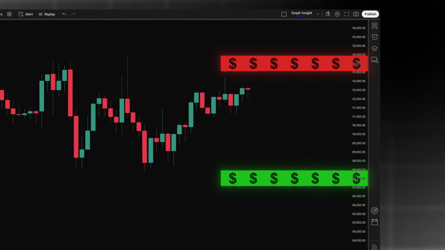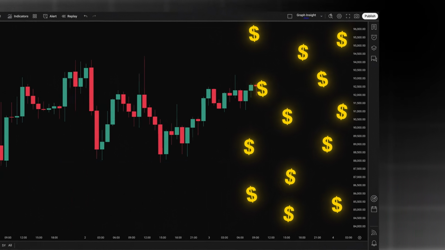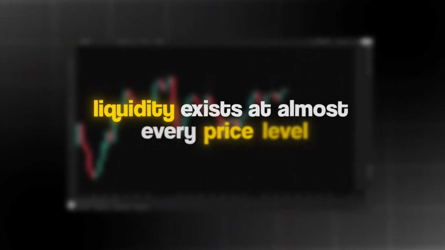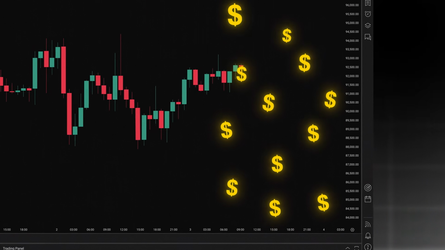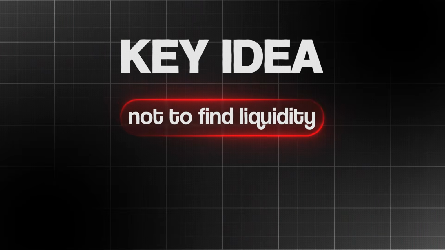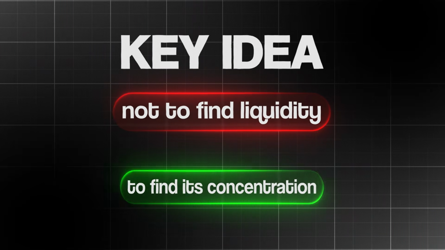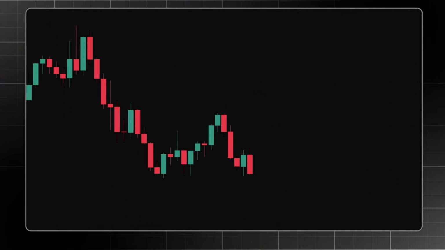And you're not alone. Millions of traders place orders every single day, which means liquidity exists at almost every price level. So you might ask, if liquidity is everywhere, why should we even look for it? That's a fair question. And here's the key idea. Our goal is not just to find liquidity. Our goal is to find where liquidity is concentrated the most. Let me show you how this works.